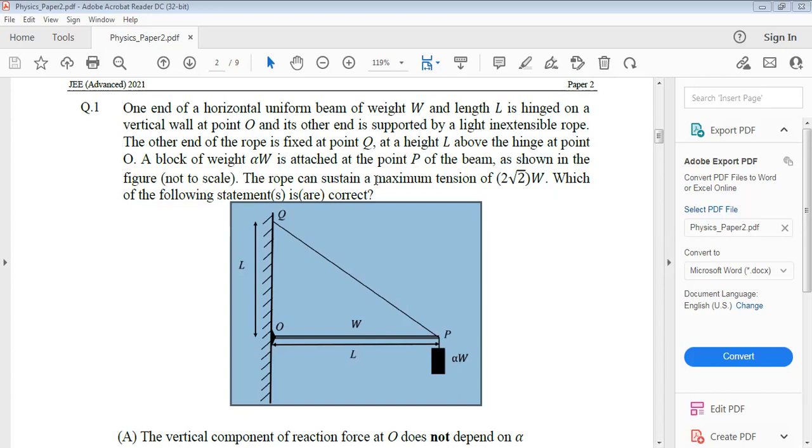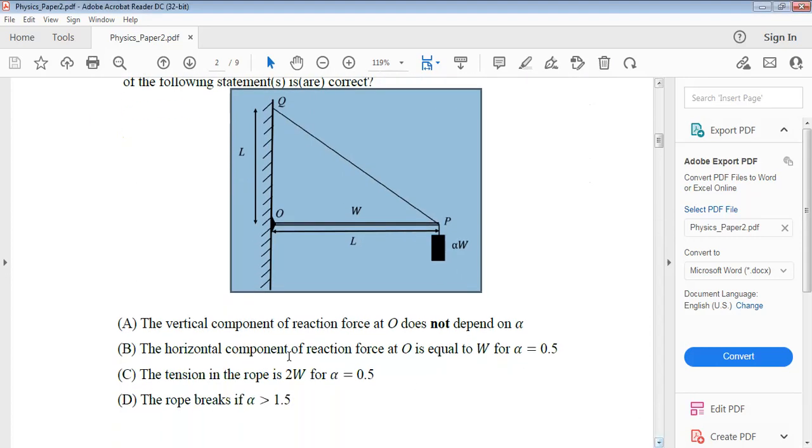The rope can sustain a maximum tension of 2 root 2 W. Which of the following statements are correct? The vertical component of reaction force at O does not depend on alpha. The horizontal component of reaction force at O is equal to W for alpha equal to 0.5. The tension in the rope is 2W for alpha equal to 0.5. The rope breaks if alpha is greater than 1.5.